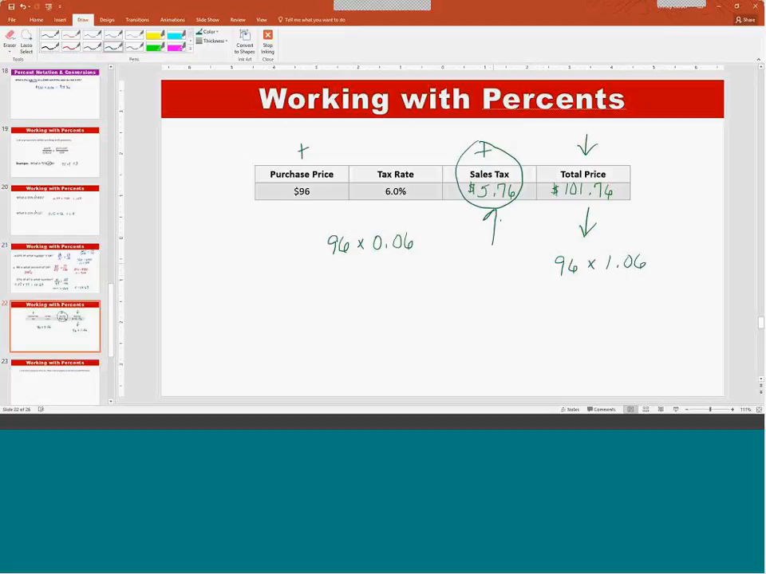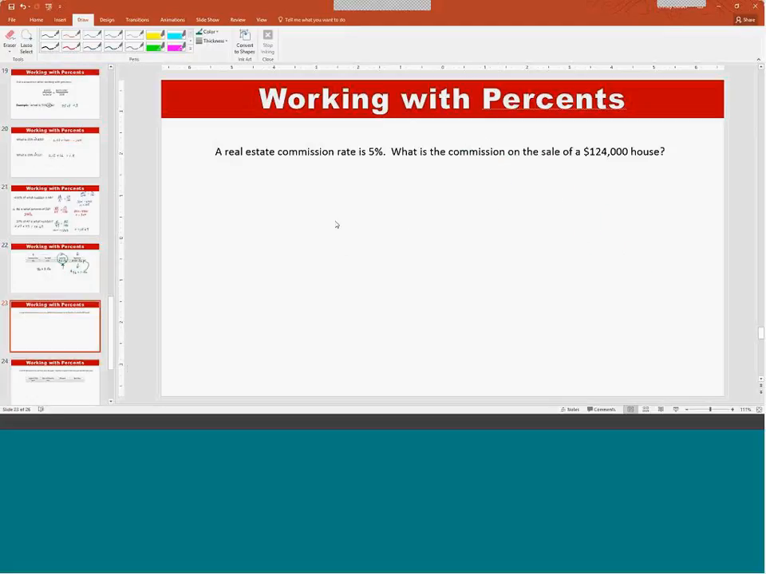If you don't need to know your exact sales tax, if you only need to know your total price, you can multiply the original purchase price times 1 point whatever your sales tax is, and that automatically gives you your total price. That's just a little shortcut if you don't need to know the exact sales tax amount.